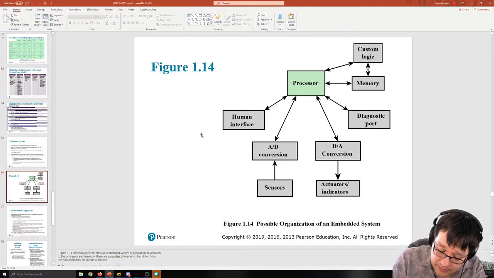I'll skip the applicator stuff. Microprocessors versus microcontrollers. That's a good one to talk about.